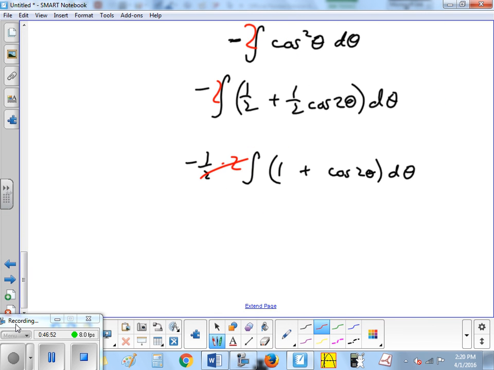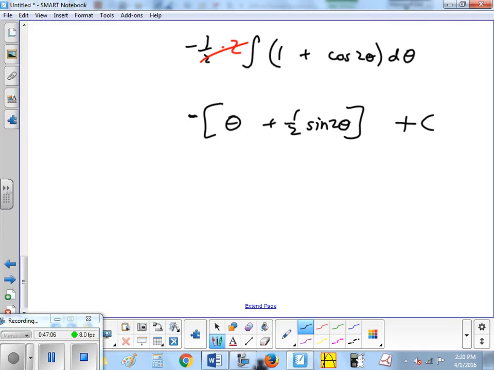Okay. All right, so now we have basically, let's see, I got to integrate this. Theta plus 1/2 sine 2 theta. Okay, here's where it gets tricky. I've got to change it all back to x. So what was theta again? I think t was tan theta, right? So this would be arctan t. So theta is arctan t.